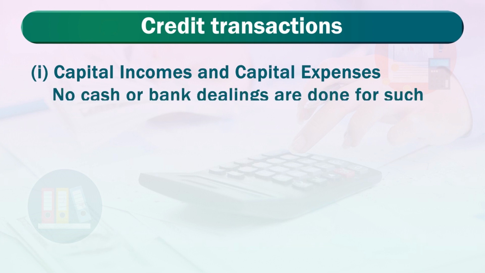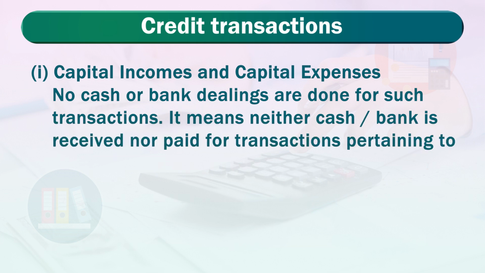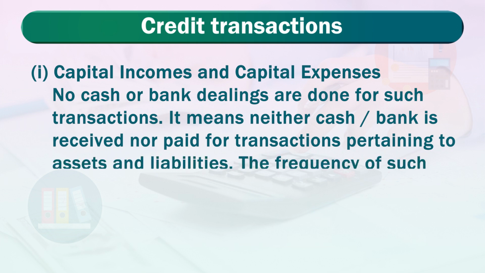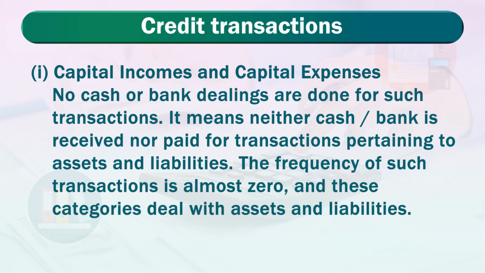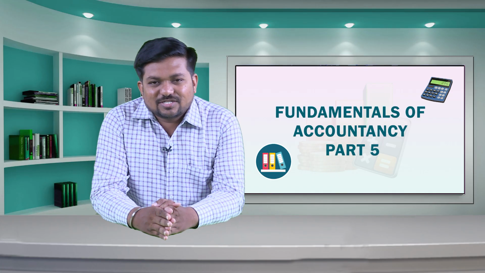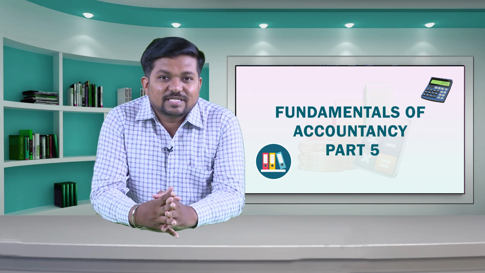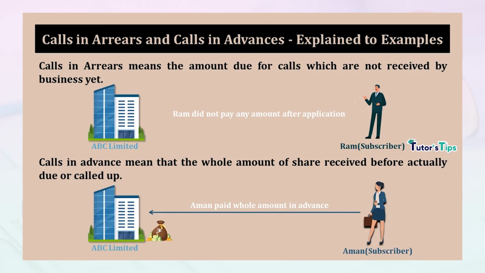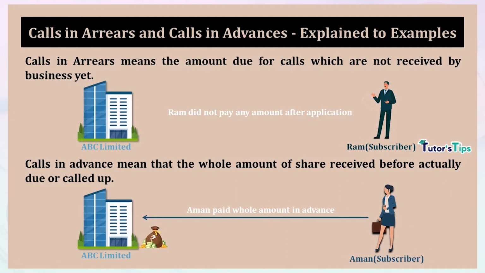No cash or bank dealing are done for such transactions, and that is why they are known as credit transactions. It means neither cash nor bank is received or paid for the transactions pertaining to assets and liabilities. The frequency of such transactions is almost zero, and these categories deal with the assets and liabilities. In such transactions, capital income is due but not received. Calls in arrears is an illustration of capital income. It is the amount of calls due but not received from the shareholders.